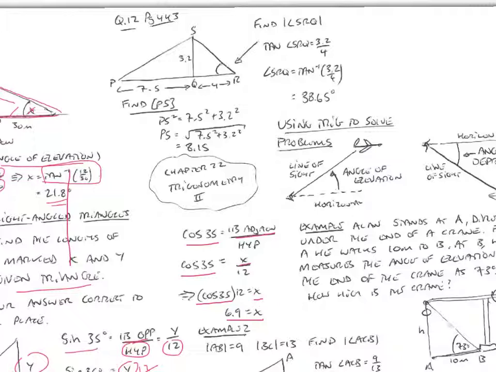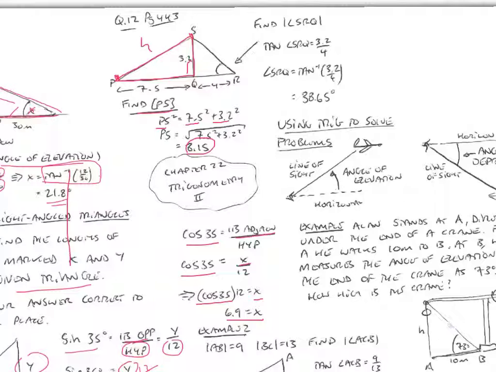And here is question 12 on page 443. So we're given this triangle here, PQRS, and we're asked to find the length of the side PS. Okay, so how do we do that? Well, we just simply take this right angled triangle here. That's obviously the hypotenuse. So PS squared is equal to the sum of the other two sides squared, 7.5 plus 3.2 all squared. PS is equal to 8.15.